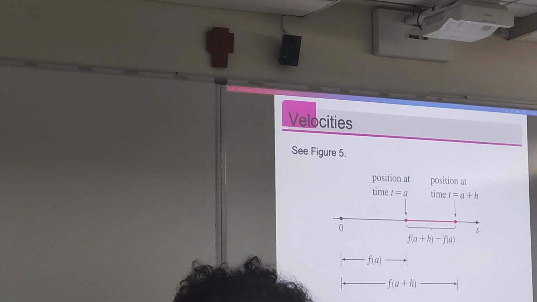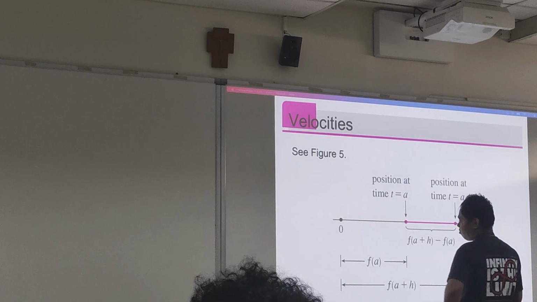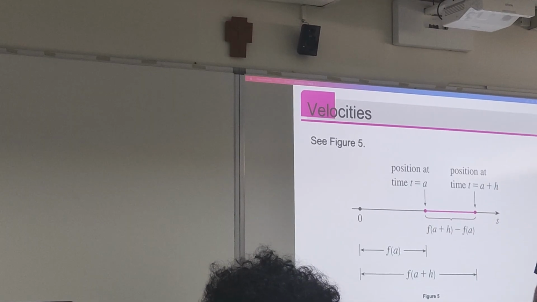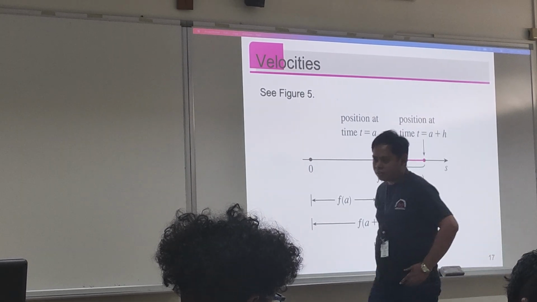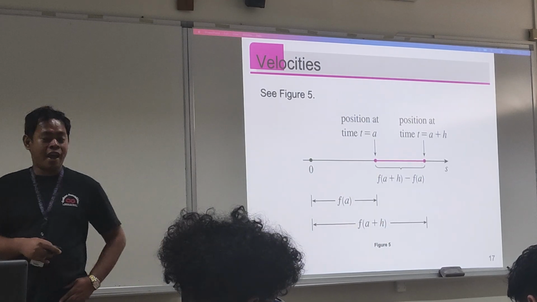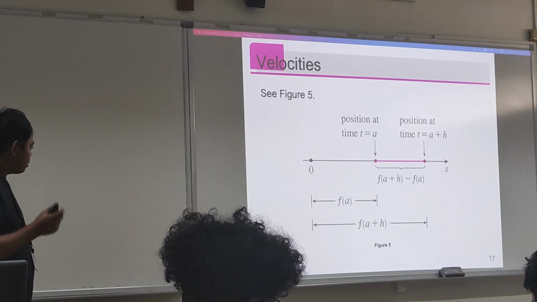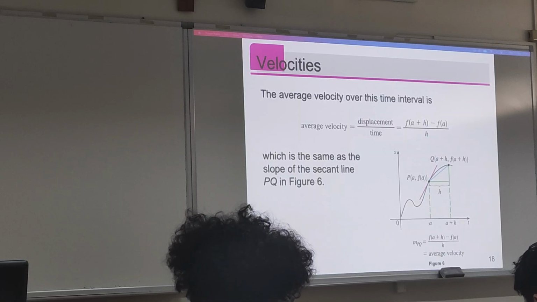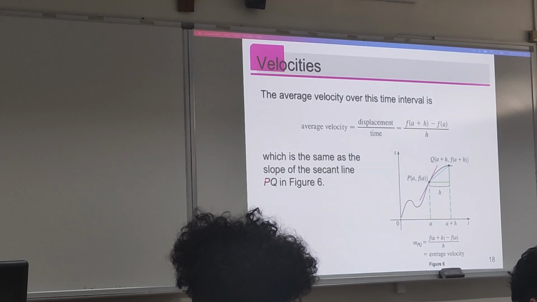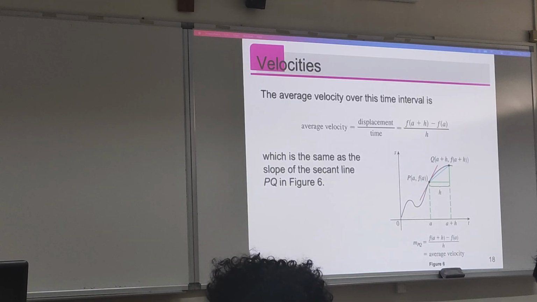So as you can see now, this is given to you. We have the times a and a plus h, and the first one is the value of your function at t equals a, and at t equals a plus h. So the average velocity over this time interval is given like this. Taking the average velocity, that is just displacement over time, or using the formula, f of a plus h minus f of a, all over h.